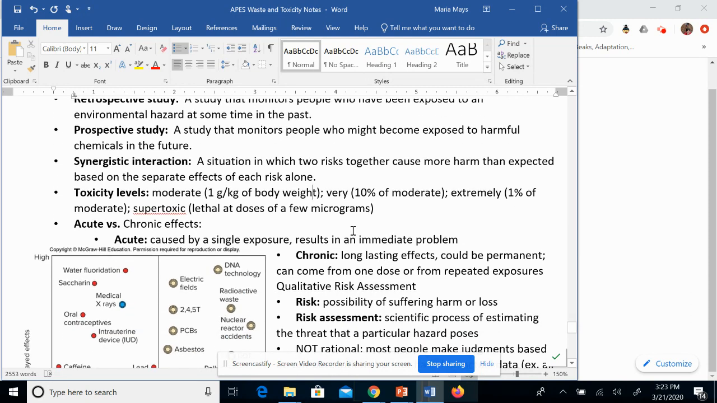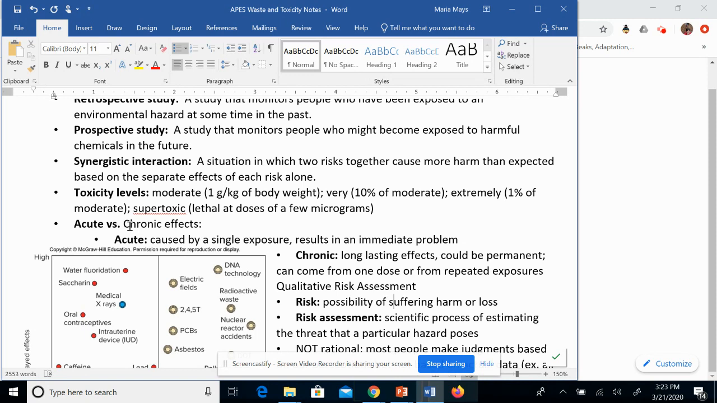All right, acute versus chronic effects. And I know I'm just going through a bunch of definitions. We're going to stop in just a second because we're going to finish with the qualitative risk assessment in its own video. But first, acute versus chronic. An acute effect is a single exposure that results in immediate problems, short term. Chronic is long-lasting effects, could be permanent, from one dose or from repeated exposures, or it can just cause long-lasting effects.